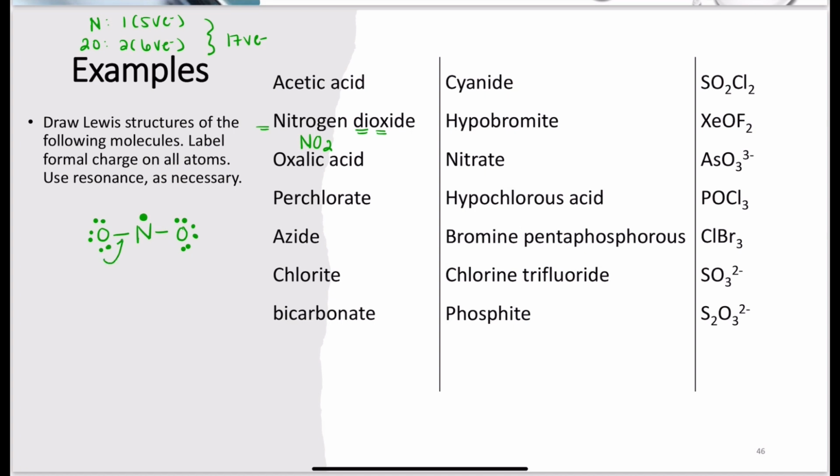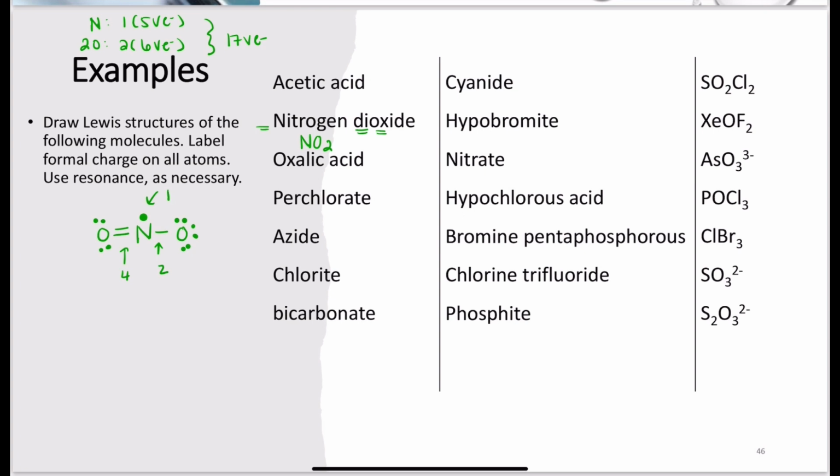One of the oxygens is going to donate a pair of electrons to that nitrogen. We have now formed a double bond here. I'm going to check again. Nitrogen still doesn't have an octet. The issue is nitrogen now has the equivalency of 7 electrons. 4 here, 2 here, and 1 here.